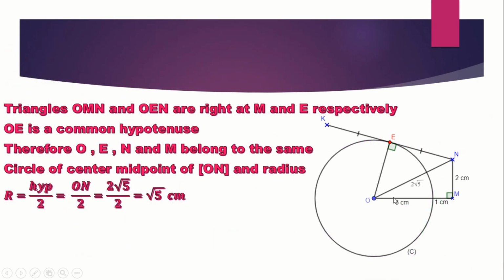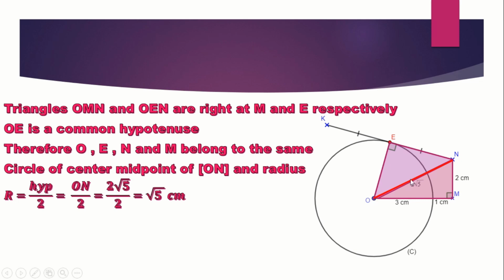Note that here we have OMN is a right triangle, its hypotenuse is ON, and also we have OEN is a right triangle, its hypotenuse is ON. Can't we say that ON is a common hypotenuse between these two right triangles? So the 4 points O, E, N and M belong to the same circle whose diameter is the hypotenuse ON. Well, what about the center and radius?